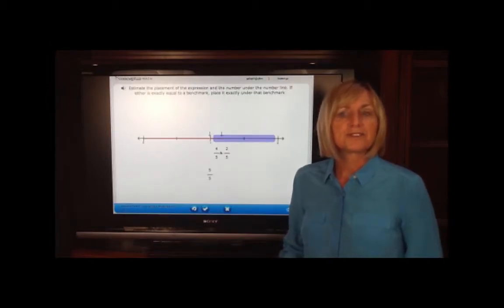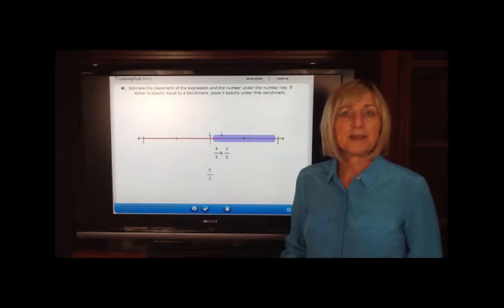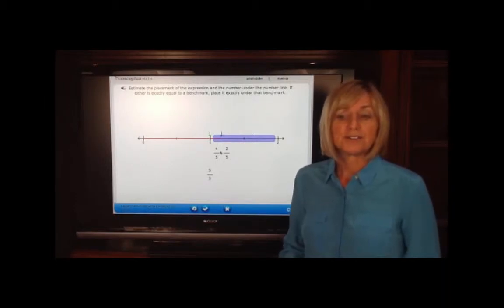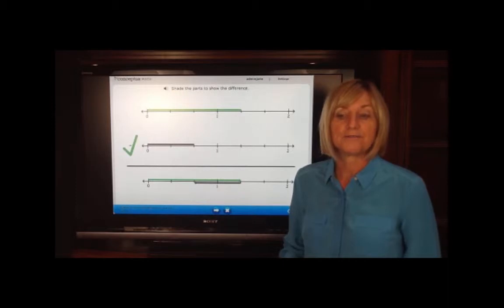In this first week, students also work with estimating expressions. So you'll see here, I have 4/5 plus 2/5. So I know the value must be greater than a whole. I'm just estimating whether the values are greater or less than one whole.